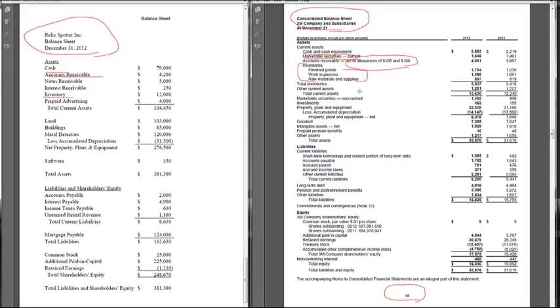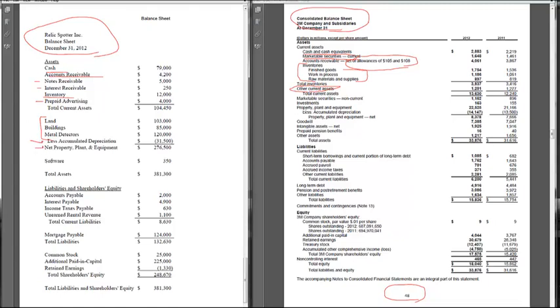We'll talk about that in about 3 weeks. We had things like prepaid, interest receivable, notes receivable. 3M just lumps those into other current assets. Then for non-current assets, we had land, building, metal detectors, accumulated depreciation, PP&E.